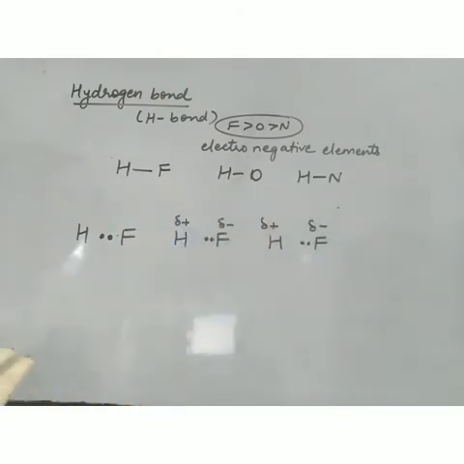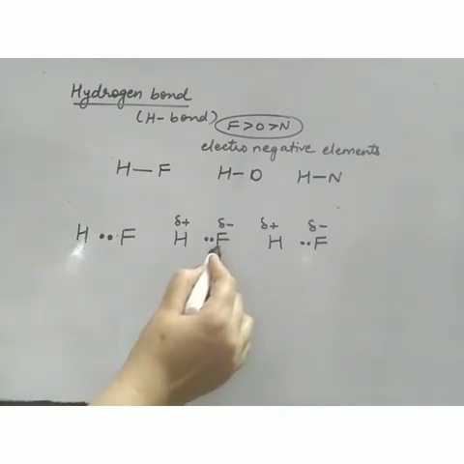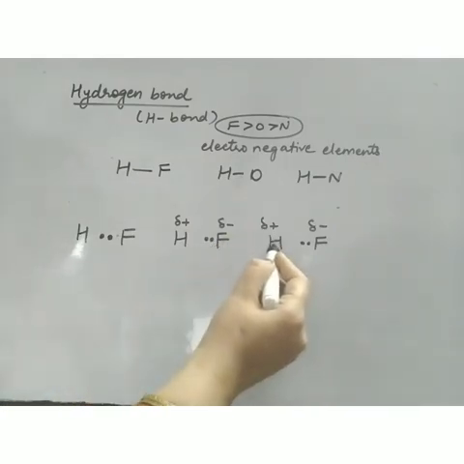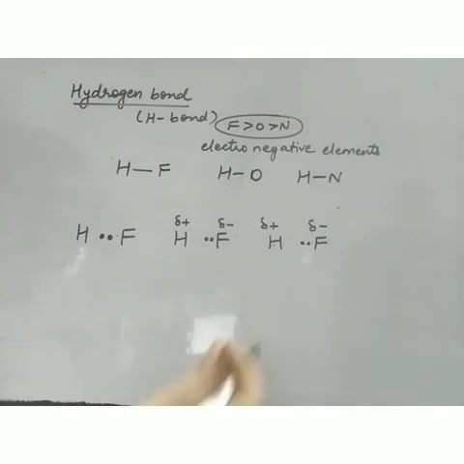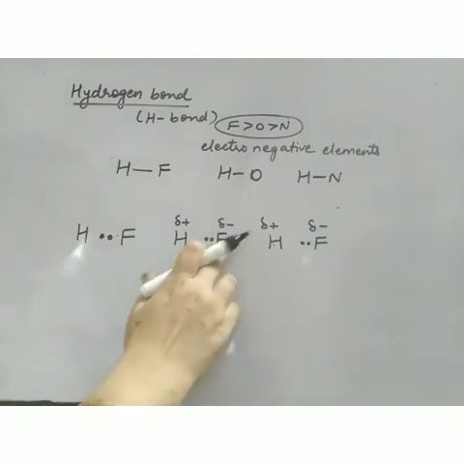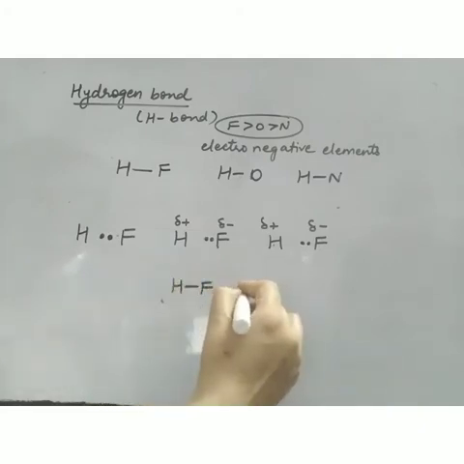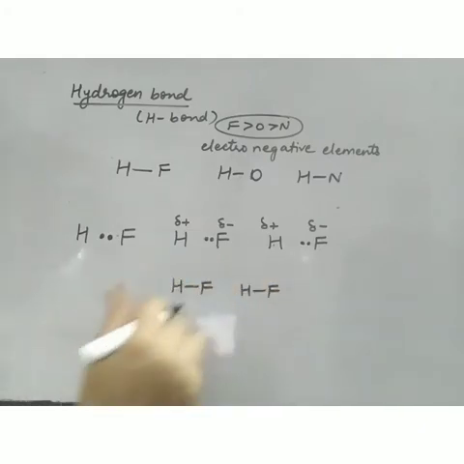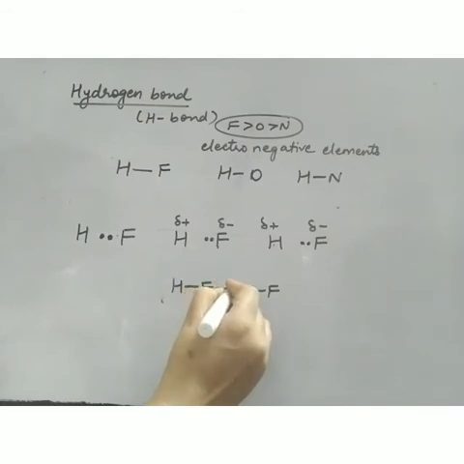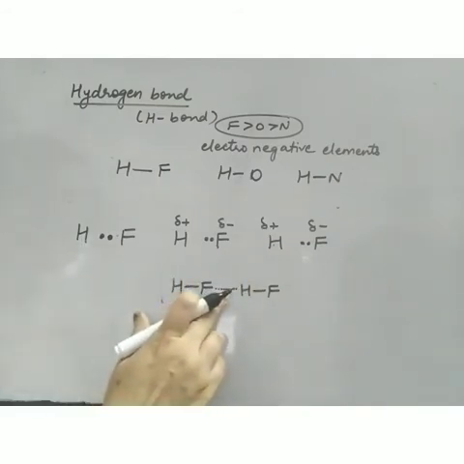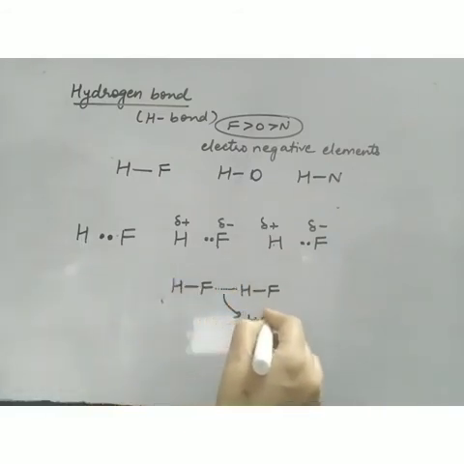Now what will happen? The negative end of one molecule will attract the positive end of another molecule, because a molecule does not exist alone. In a container, so many molecules of HF will be there. So this negative will attract the positive end. So it is HF, one molecule, and this is HF, second molecule, held by a weak force of attraction. This weak force of attraction is shown by a dotted line, and that attraction is known as hydrogen bond.